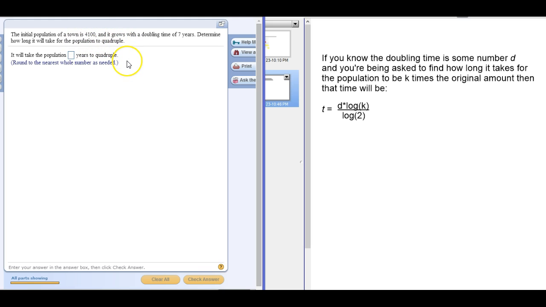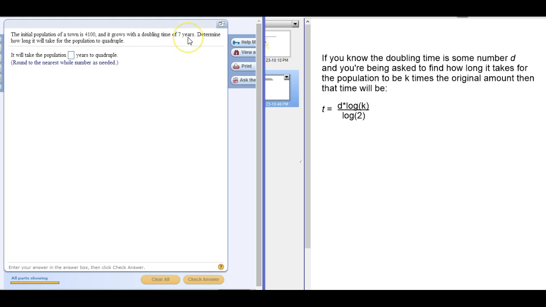So quadruple means 4 times the original amount, and 4 times the original amount is doubling and then doubling again. So think about how long it takes to get from 1 to 8. It doubles, and then it doubles, and then it doubles. So 1 to 2 is a doubling, 2 to 4 is a doubling, 4 to 8 is a doubling. So that's doubling 3 times. Quadrupling is just doubling twice. It means you double and then you double again.